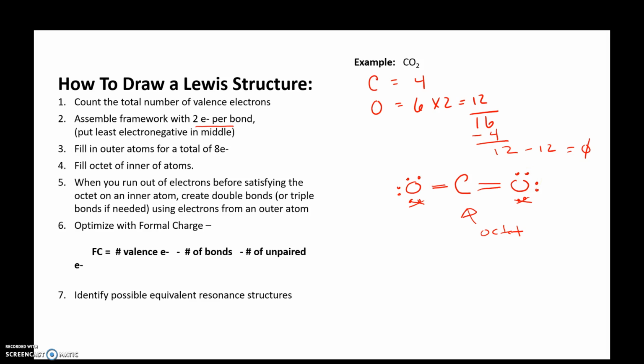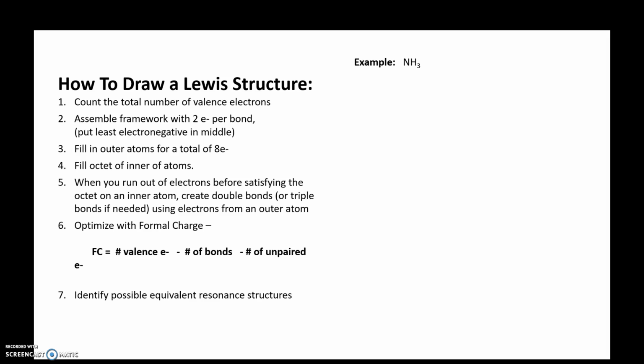For this example, I can calculate the formal charge of the 2 oxygens, and that is 6, the number of valence electrons, minus the number of bonds, minus the number of unbonded electrons, which is 4. And so the formal charge for oxygen is 0. The formal charge for the carbon, we calculate the same way. 4 valence electrons minus 4 bonds minus 0 unbonded electrons is 0. What we want is our formal charges to be 0, so this is good.